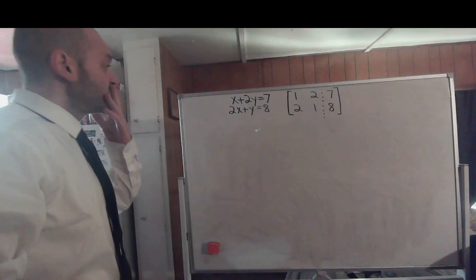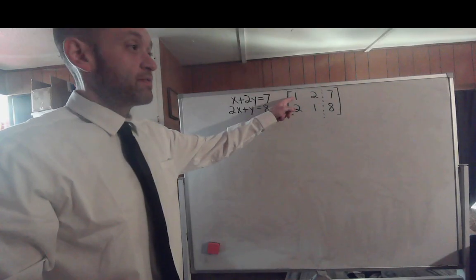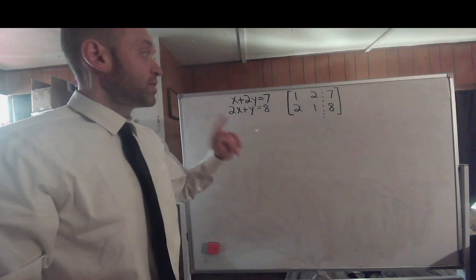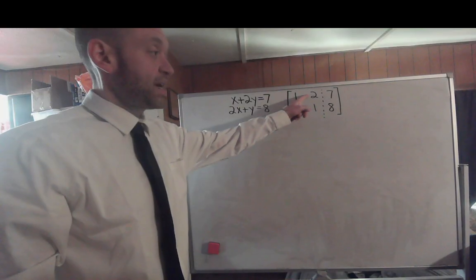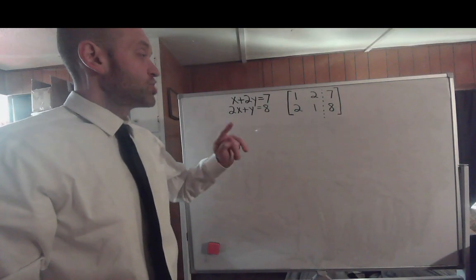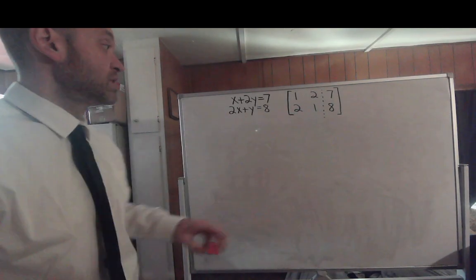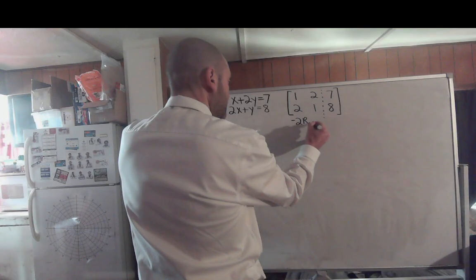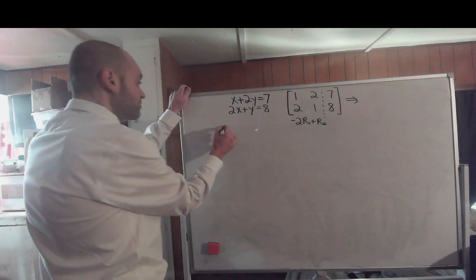Alright, so it looks like the leading digit in row 1 is already a 1. That makes life a lot easier. Now what I would do first, because to get this into reduced row echelon form, this digit has to become 0, this digit has to become 0, but I would actually go ahead and make sure the first digit in row 2 is a 0 first. In order to do that, we're going to have to take negative 2 times row 1 and add that to row 2.